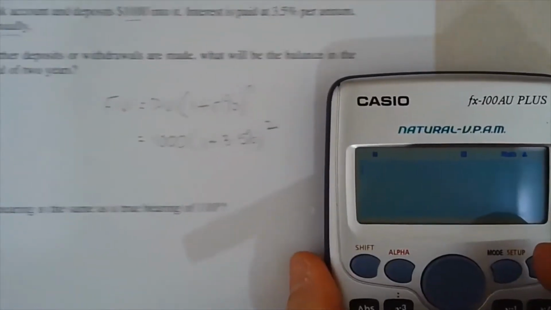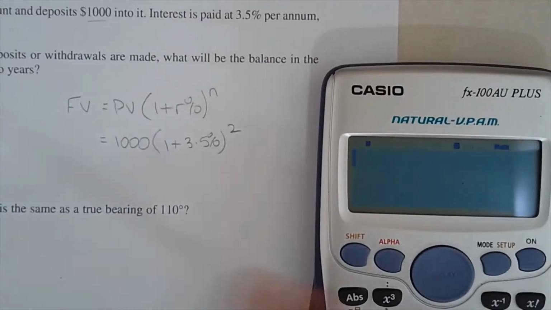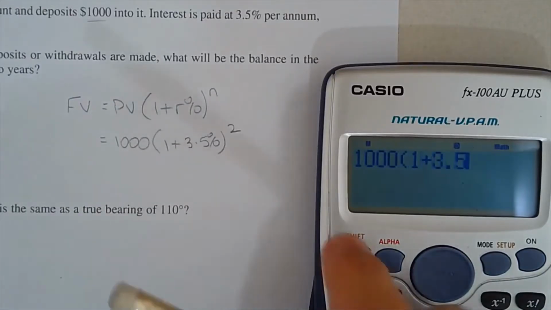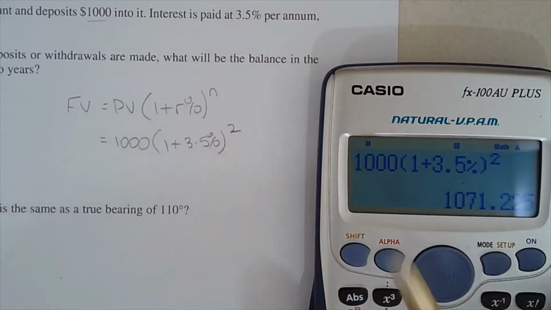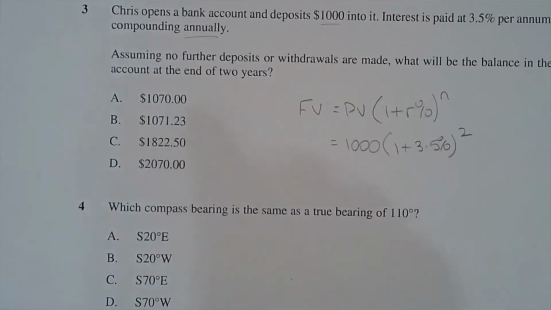Entering this expression into the calculator, 1 plus 3.5% to the power of 2, and we get $1,071.23. So it's going to be option B.